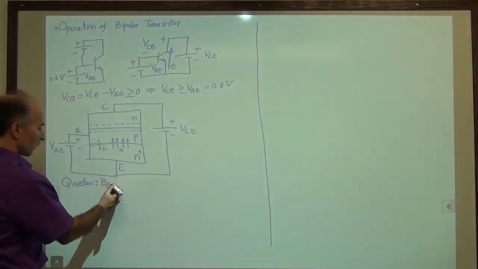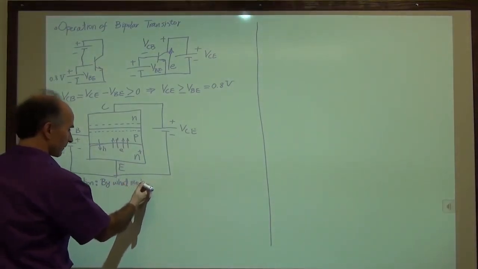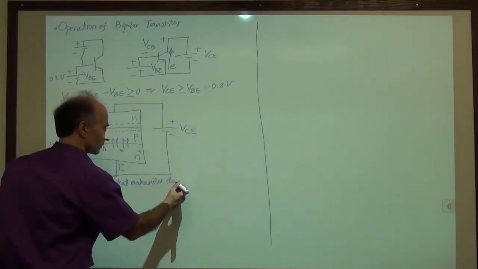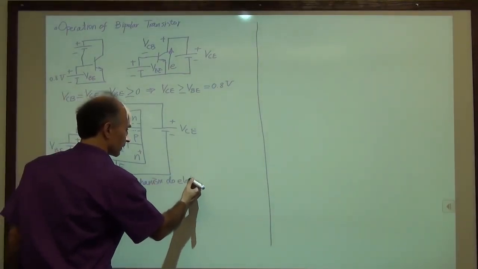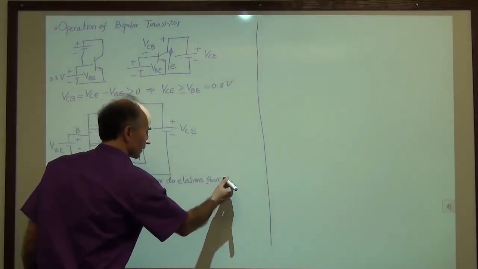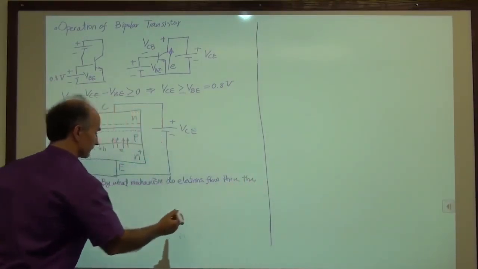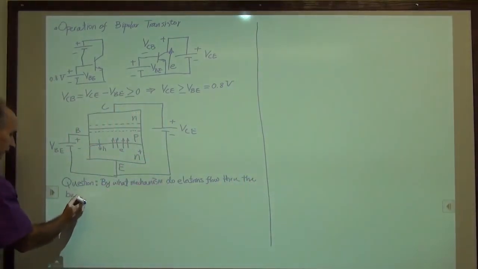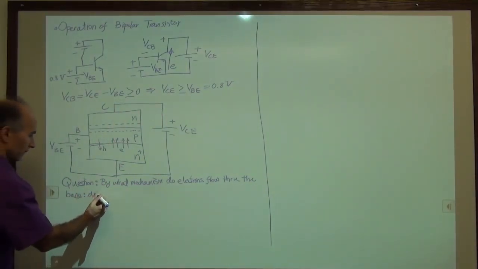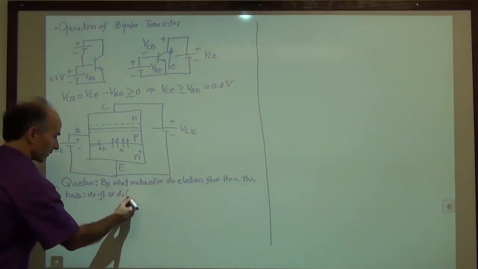By what mechanism do electrons flow through the base? Drift or diffusion?